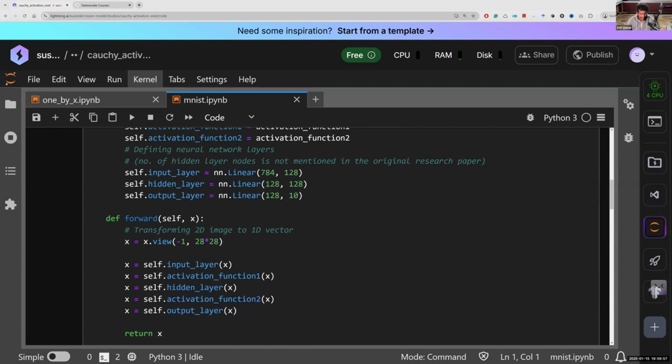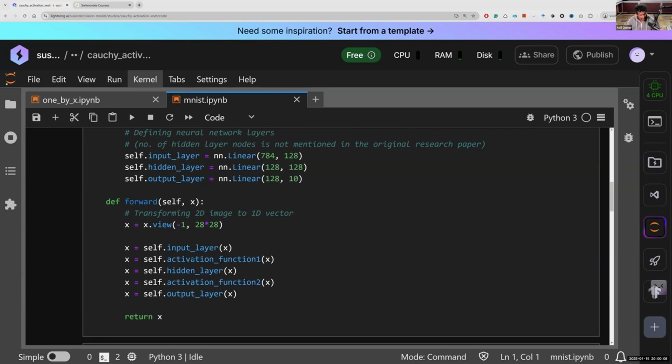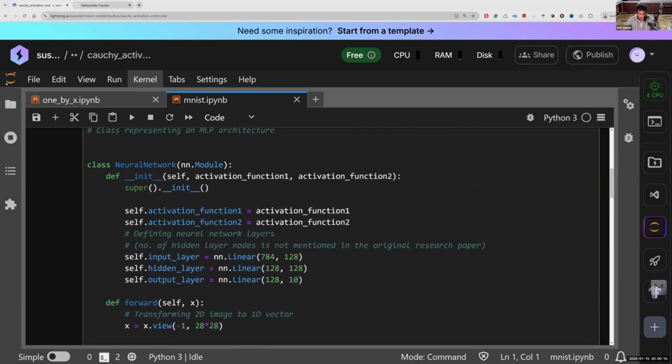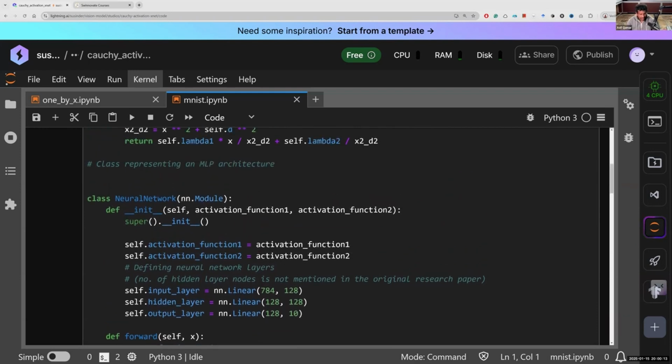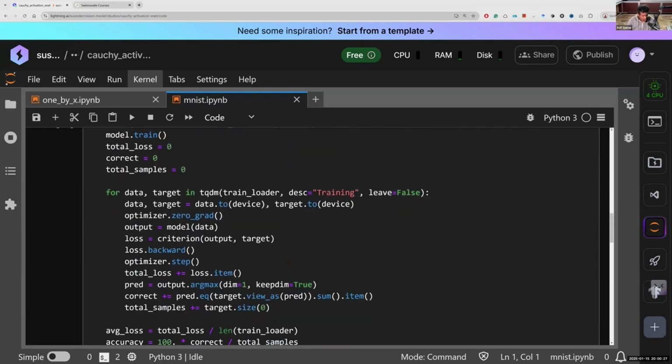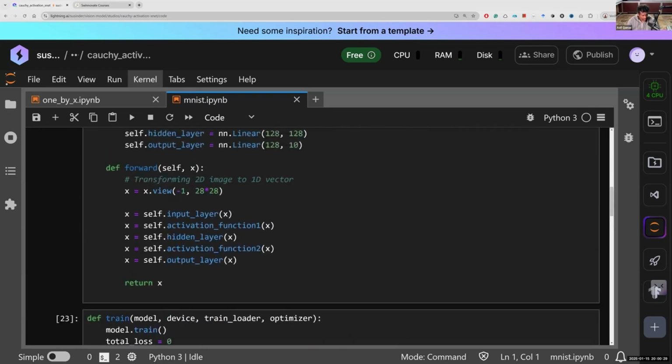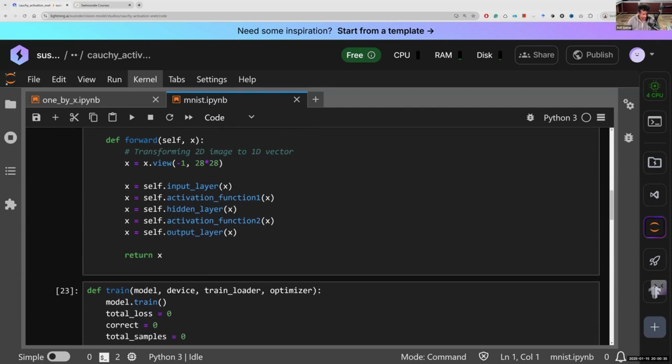So first step, we have to vectorize it, which is what this first statement is doing. It's converting the two-dimensional image to a one-dimensional vector. Then we are applying the first input layer. Then we have the activation function 1, which is actually coming from outside. When I create this neural network, we can pass either ReLU here, or we can pass an instance of Cauchy activation function, okay? So activation function, then we have a hidden layer, then again activation function, then output layer, okay? Then finally you return the output.